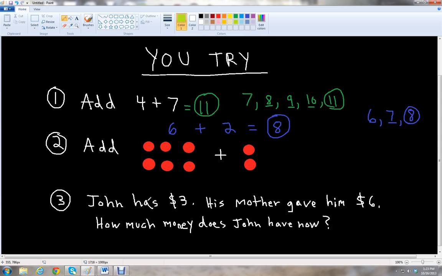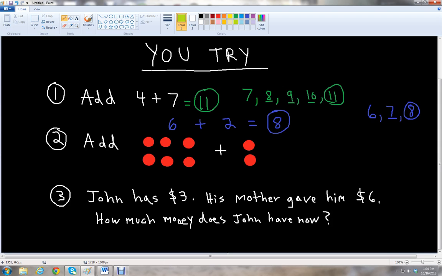And the last problem, number 3, it's John has $3. His mother gave him $6. How much money does John have now? So we're just going to take $3, and then we add that to $6. So 6 being our larger number, we know what's 3 more than 6. So we have 6, 7, 8, and then 9. So 1, 2, 3. So 3 more than 6 is 9. So we have $9. So John has $9 with him.